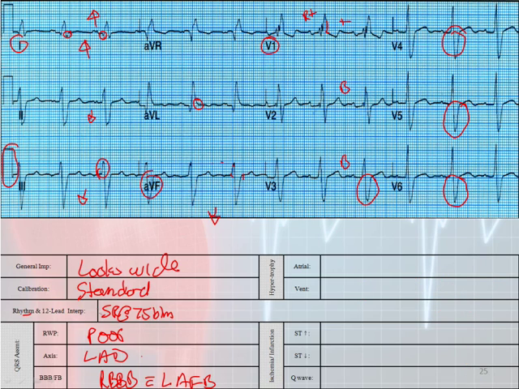So how do we finish interpreting this 12 lead here? We're going to finish interpreting it by saying that there is a sinus rhythm at 75 beats a minute with poor R wave progression, left axis deviation, right bundle branch block with a left anterior fascicular block. That's how you would interpret this particular 12 lead.